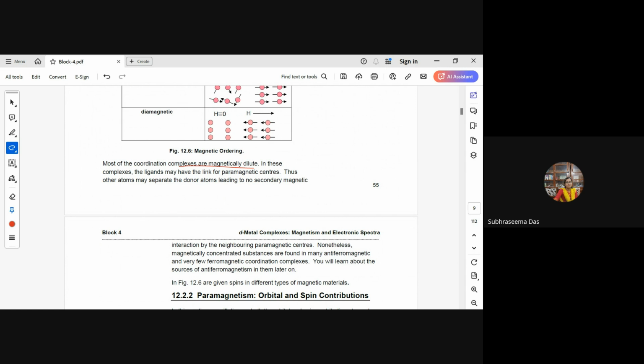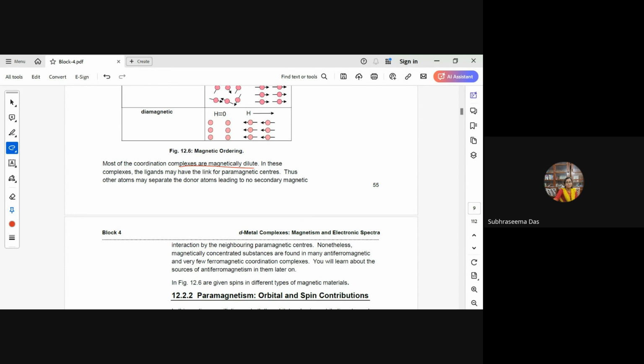So in these complexes, the ligands may have the possibility of paramagnetic centers. As a result, other atoms with separate donor atoms might not form any secondary magnetic interaction with these paramagnetic centers. However, we also have very magnetically concentrated substances, which we will come to later.